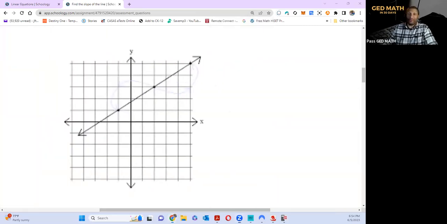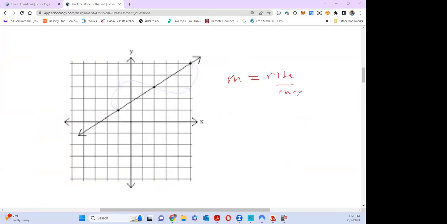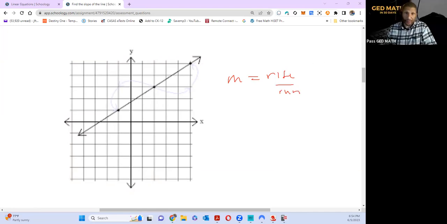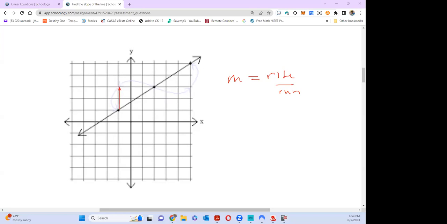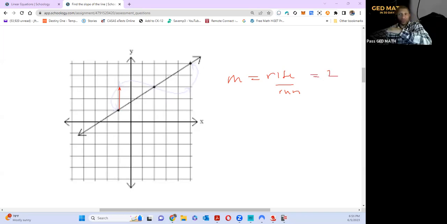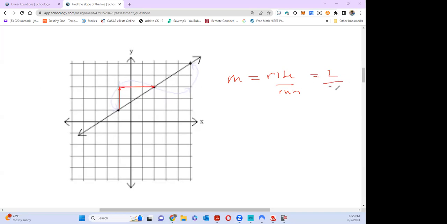They give you a graph, okay? You should be thinking rise over run. Rise is up or down. So when I start from one of my points, I go up or down to get to the next one. Watch this: 1, 2. You're going up, so that's a +2. Run is horizontal, left to the right: 1, 2, 3. So I have a slope of 2 over 3.